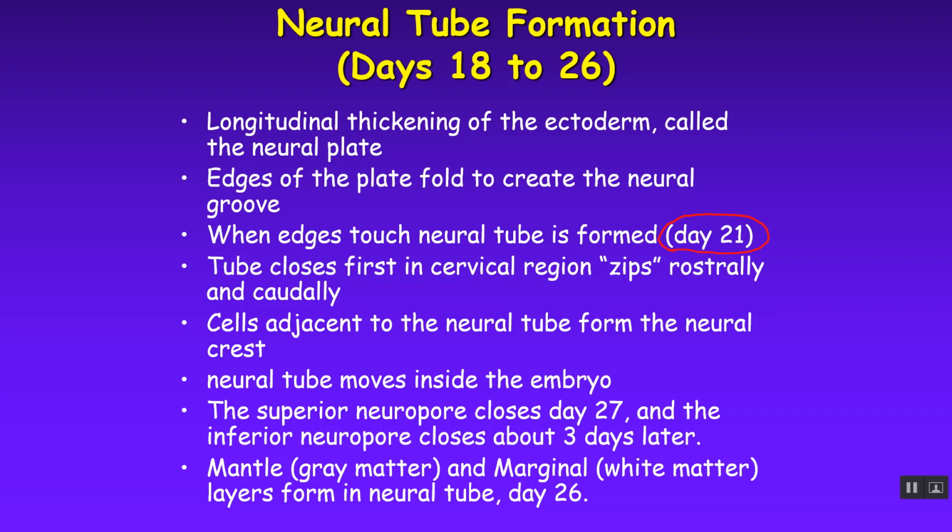OBGYNs. The tube closes first in the cervical region, right? That cervical thoracic junction, and zips rostrally and caudally. Cells adjacent to the neural tube form the neural crest cells. The neural tube moves inside the embryo. The superior neural pore closes around day 27, and the inferior neural pore closes 3 days later. So that's day 30. That's the key: the first 30 days, to get that neural tube developed and get it to close right on each end, all happens in that first 30 days.